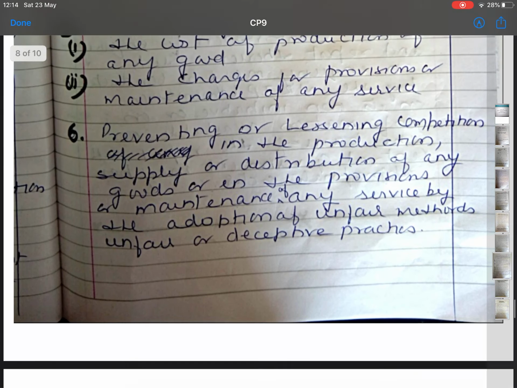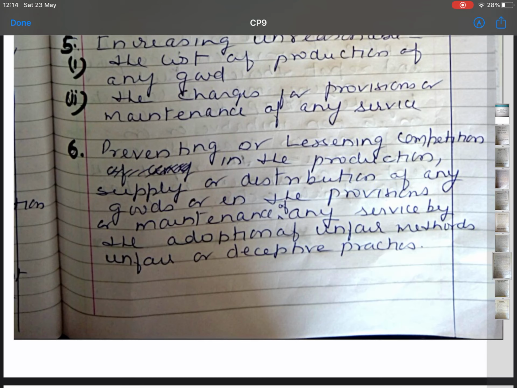So, I would like to repeat again: maintaining the prices of goods or charges for any services at an unreasonably high level, limiting technical development, unreasonably preventing or lessening competition, allowing the quality of goods produced or supplied to deteriorate, increasing unreasonably the cost of production or maintenance of services, increasing unreasonably the selling price of goods or services, increasing unreasonably profits, and preventing or lessening competition in the production, supply, and distribution of goods. All are monopolistic trade practices.